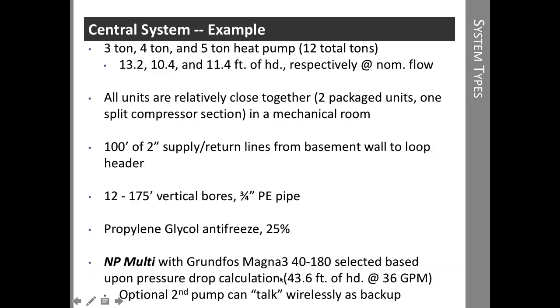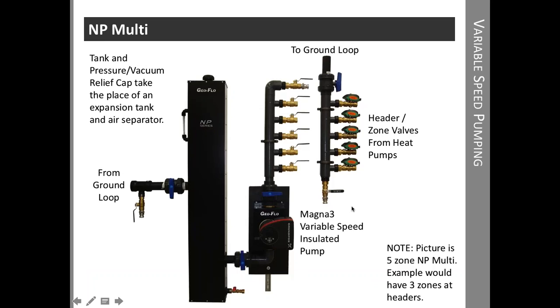Our pressure drop was 43.6 foot of head at 36 gallons a minute. If we wanted to, as I mentioned, we can add the second pump as a backup. All right, so this is a picture of the NP Multi. This is our Magna 3 variable speed pump, and these are the zone valves or motorized ball valves. Each heat pump has a motorized ball valve.